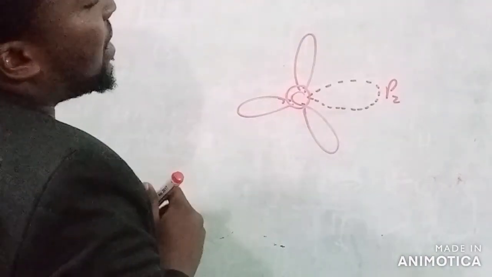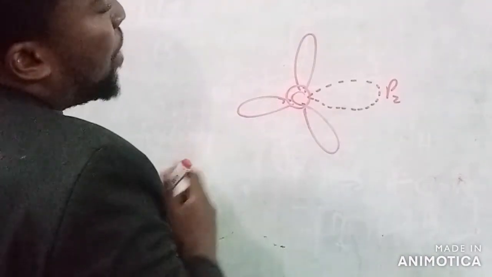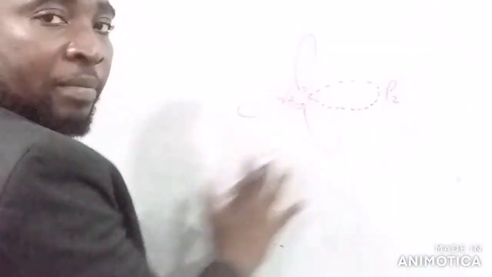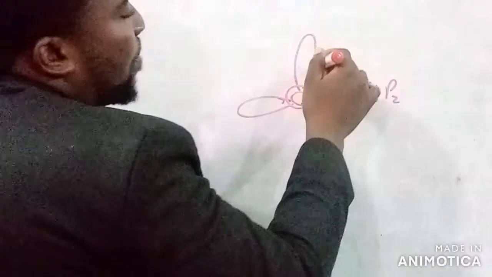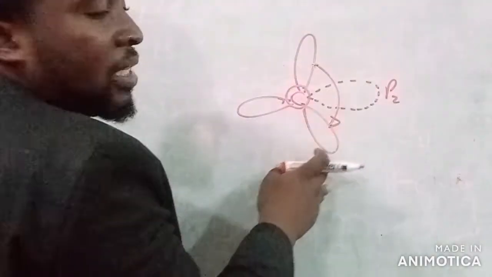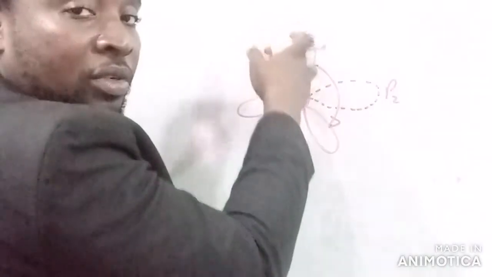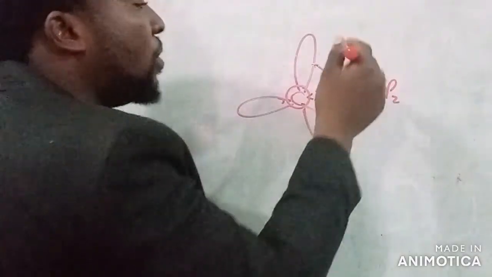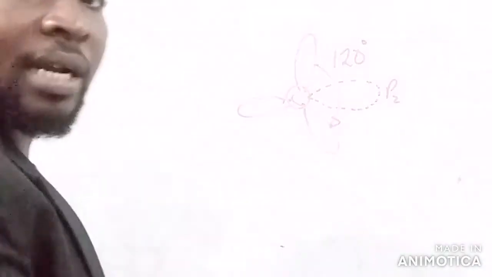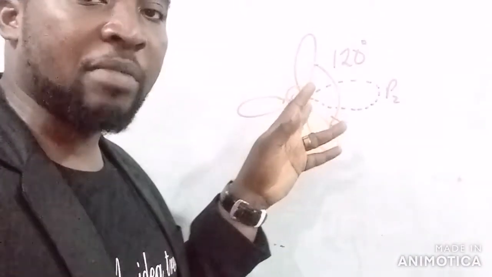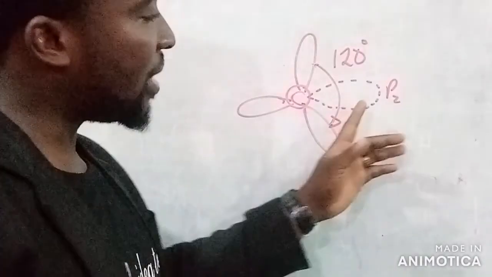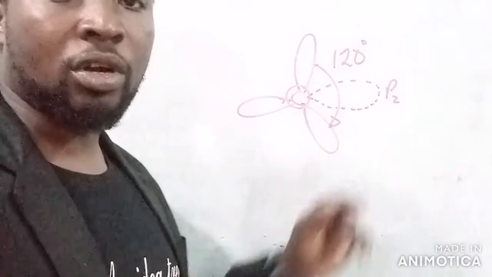So at the end of the day, you're going to have a trigonal sort of shape. This is trigonal, and the bond angle between one sp2 bond and the next adjacent covalent bond is exactly 120 degrees. That is the bond angle between one covalent bond and the next adjacent covalent bond. And don't forget I said the pz orbital is unhybridized.